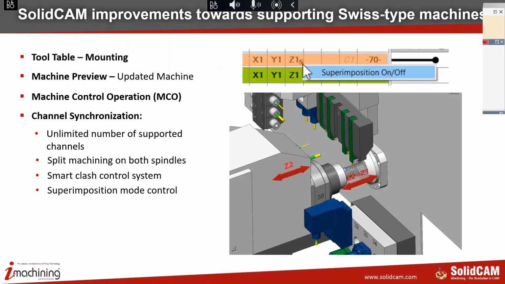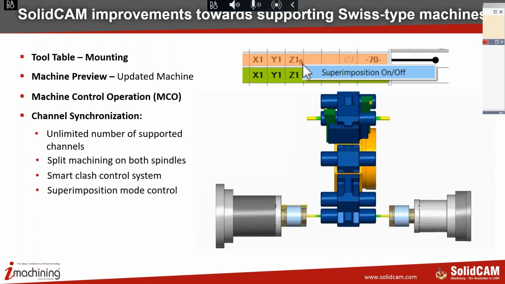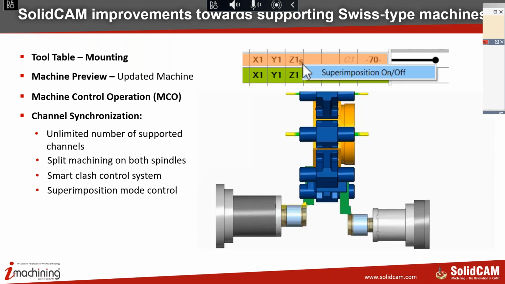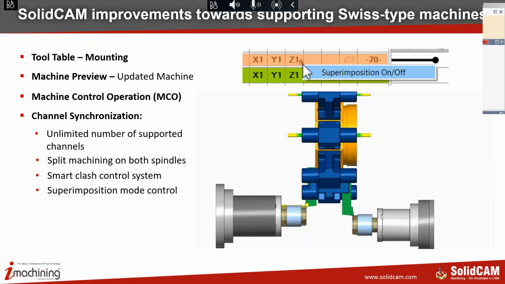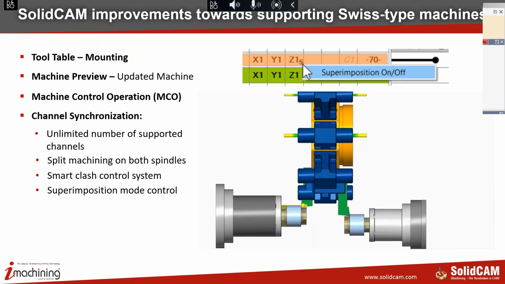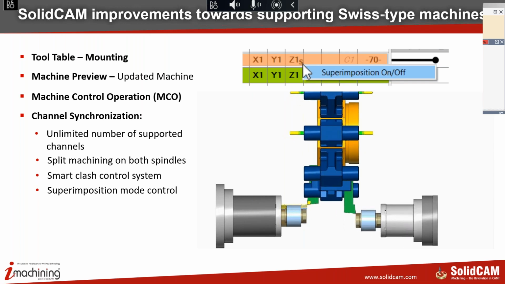The superimposition mode control. SolidCAM supports 3 different types of superimposition, which is very crucial. One of the examples that I put over here is when we are doing the cutoff, the machine must go into the state of axis synchronization. So there is also the simultaneous superimposition. In this case, I just used a different machine, not the Swiss type one, but you can obviously see the function capability in this example.